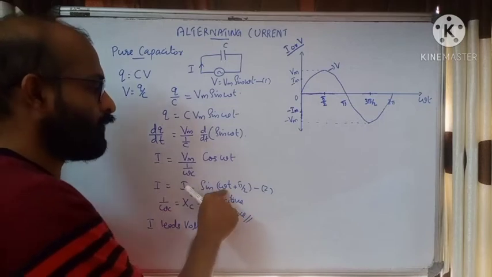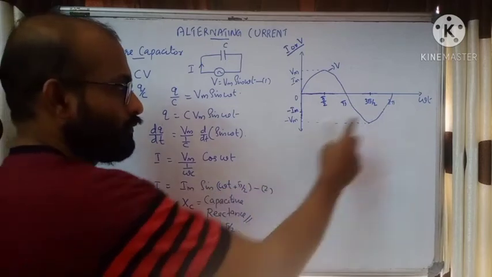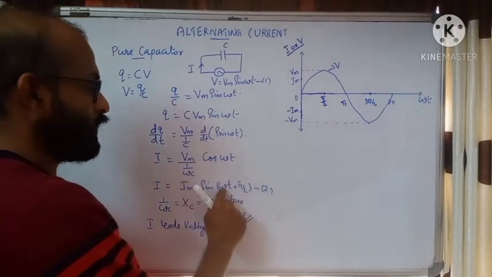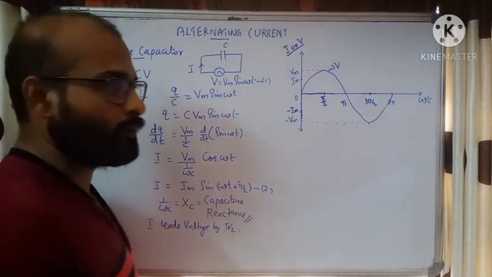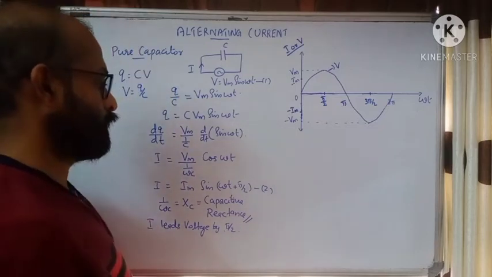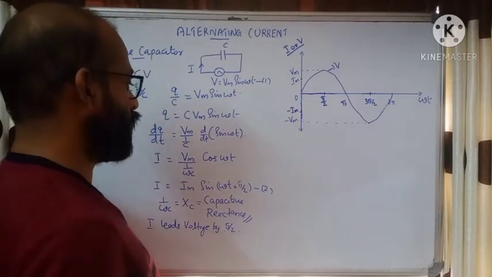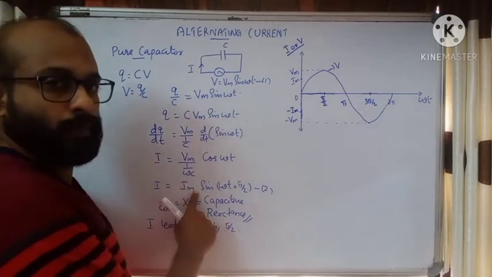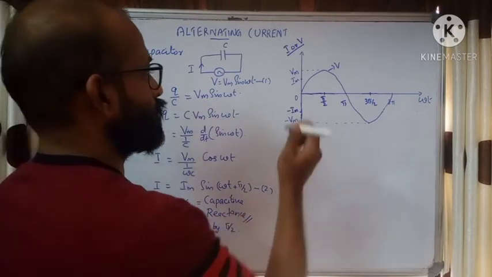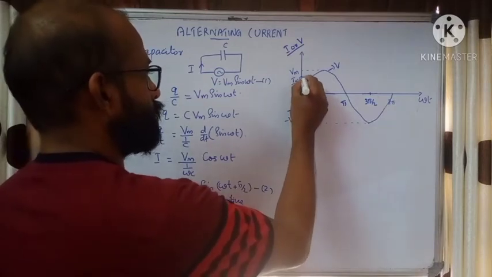See, at a value pi, omega t is 0. When omega t is equal to 0, we will have I is equal to Im sin pi by 2. What is sin pi by 2? Sin 90 is equal to 1. So, what is the current? The current is equal to Im, the maximum value of current. So, at this time, we have the maximum value of current here.